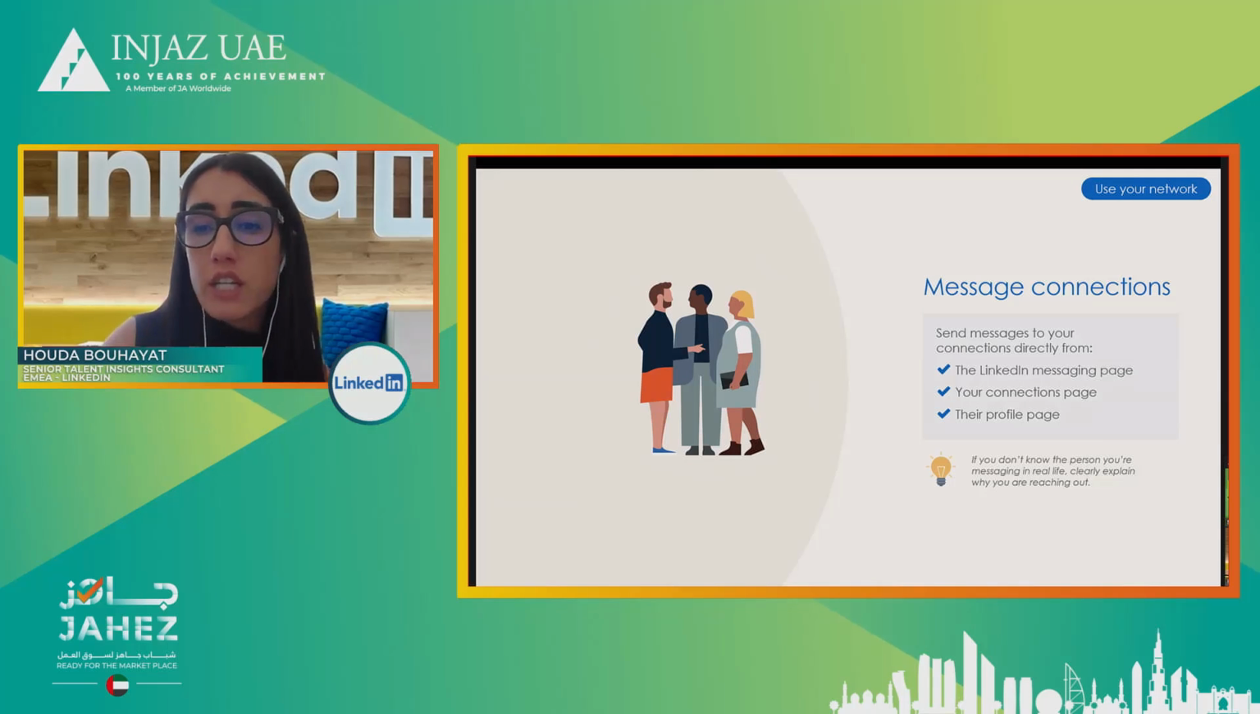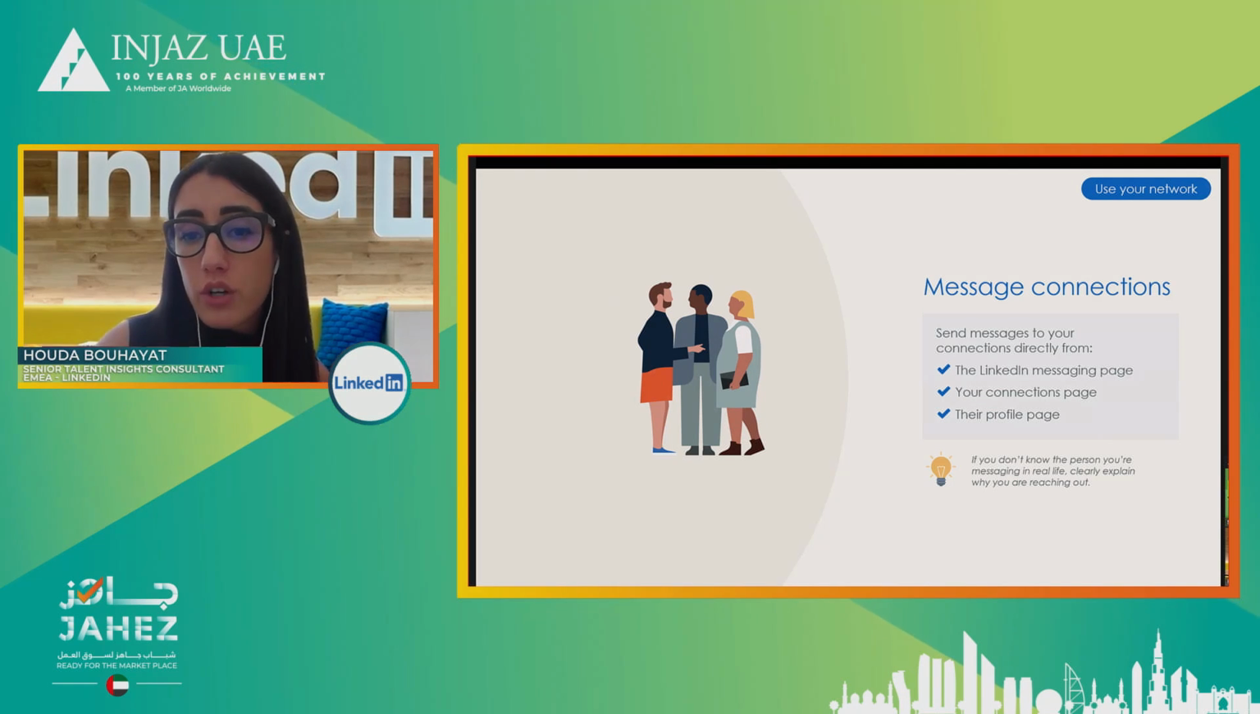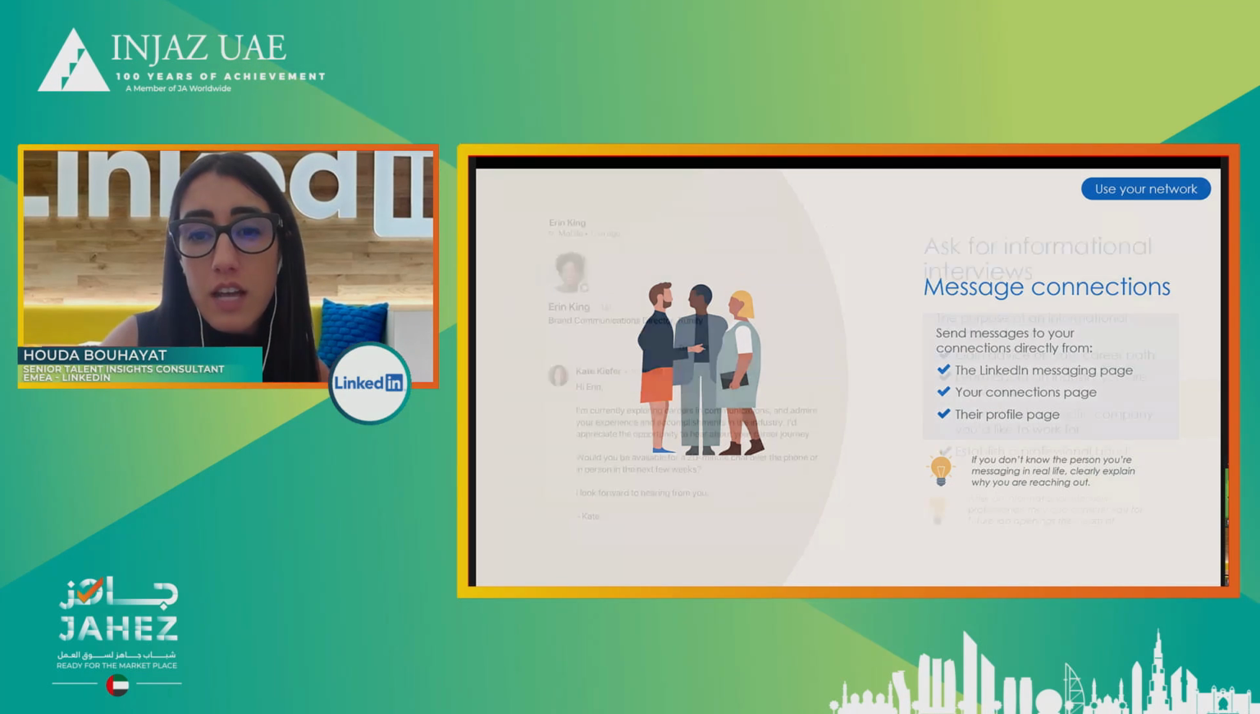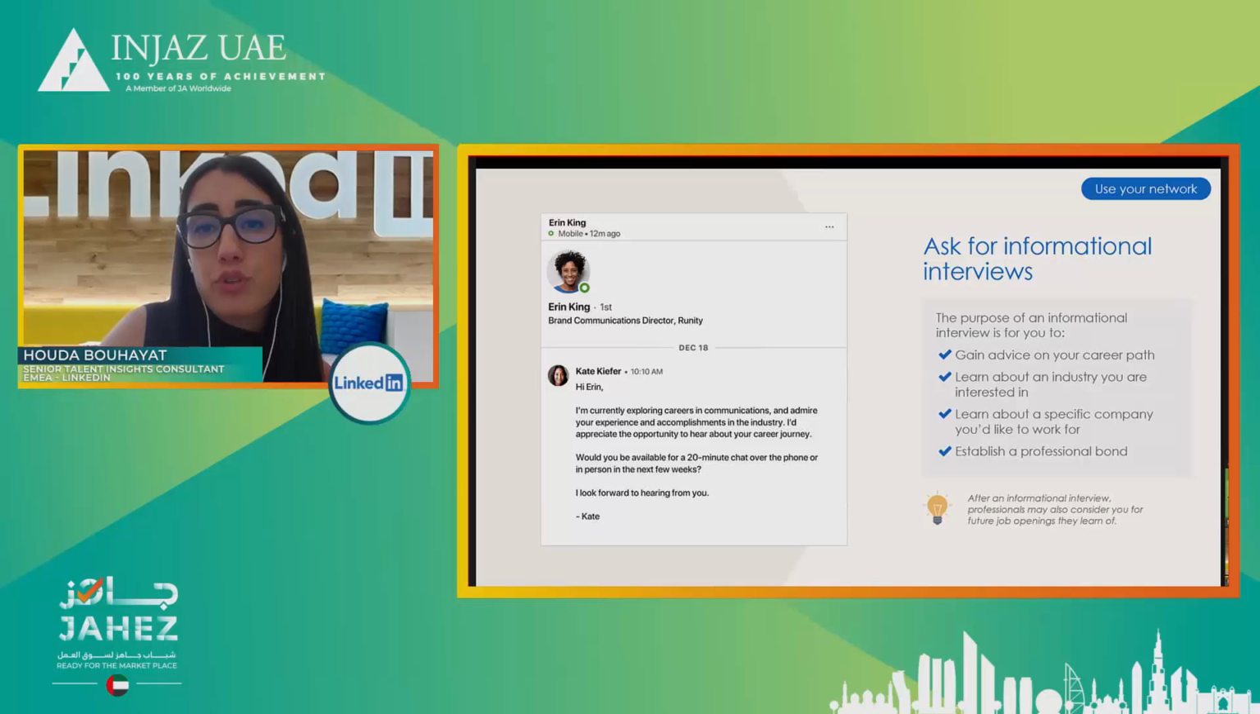Referrals occur through messages and, of course, connecting with your network. So it's really easy. You can use the LinkedIn messaging page, and also the connection page. You can also scroll through their profile page, see what is interesting, and that will help you put the right information into your message.